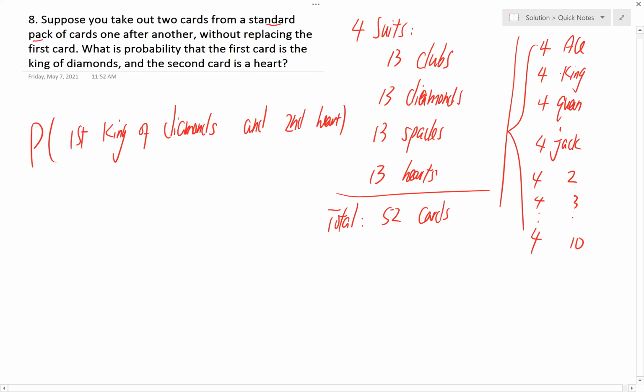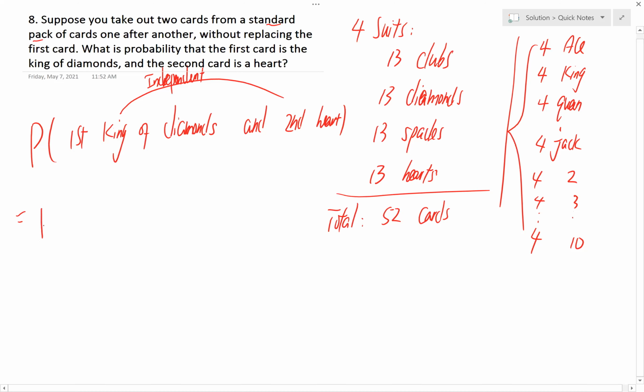There are 4 kings, right? But a king of diamond is only 1. So these 2 events, first of all, they are independent, because when the dealer dealt the card, it's random selection. You randomly pick the card. So that gives us the idea that they are independent.